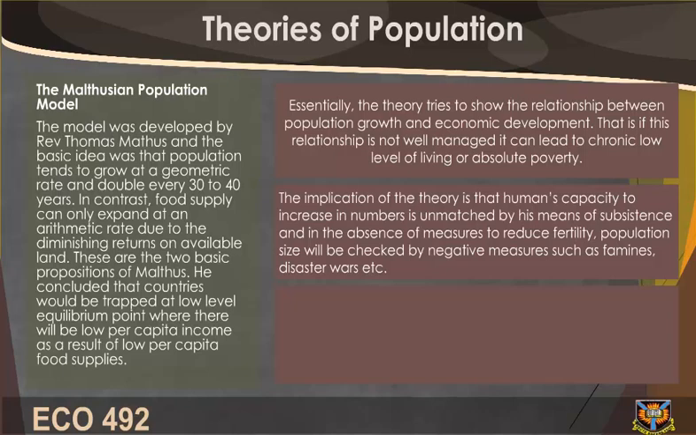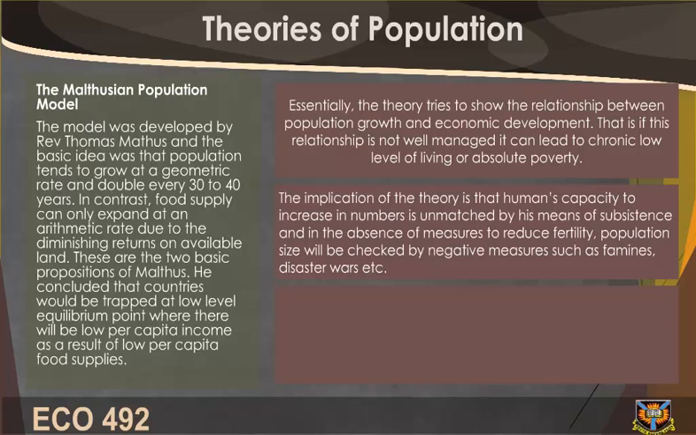In contrast, food supply can only expand at an arithmetic rate due to the diminishing returns on available land. These are the two basic propositions of Malthus. He concluded that countries will be trapped at low income equilibrium points where there will be low per capita income as a result of low per capita food supplies. Essentially, the theory tries to show the relationship between population growth and economic development.